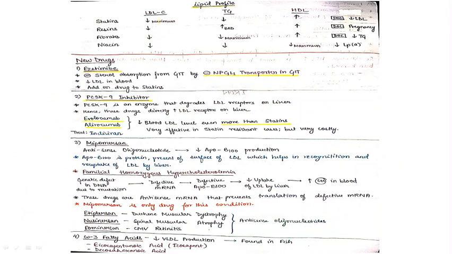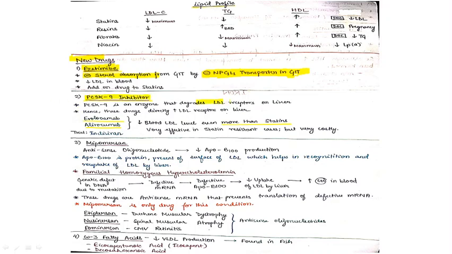Now coming to the newer drugs, the first drug is ezetimibe. It inhibits sterol absorption from the GIT by inhibiting a transporter known as the NPC1L1 transporter. By inhibiting this NPC1L1 transporter, it decreases absorption of lipids. Clear?